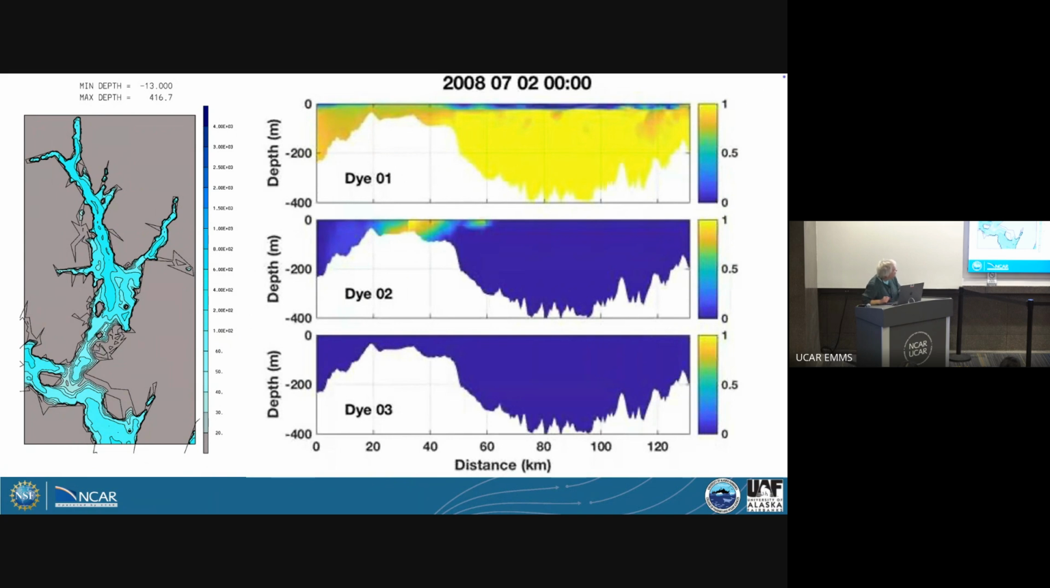This is a movie. So this is the start of the movie, which is the run started on January 1st. And what we're looking at here are two different dyes, dye 1 and dye 2. Just ignore dye 3. Dye 1 on January 1st was initialized with a value of 1 everywhere below 20 meters depth. And dye 2 was initialized with 0 everywhere. But anytime water flows past this narrows here, it gets painted with dye 2 with a value of 1.